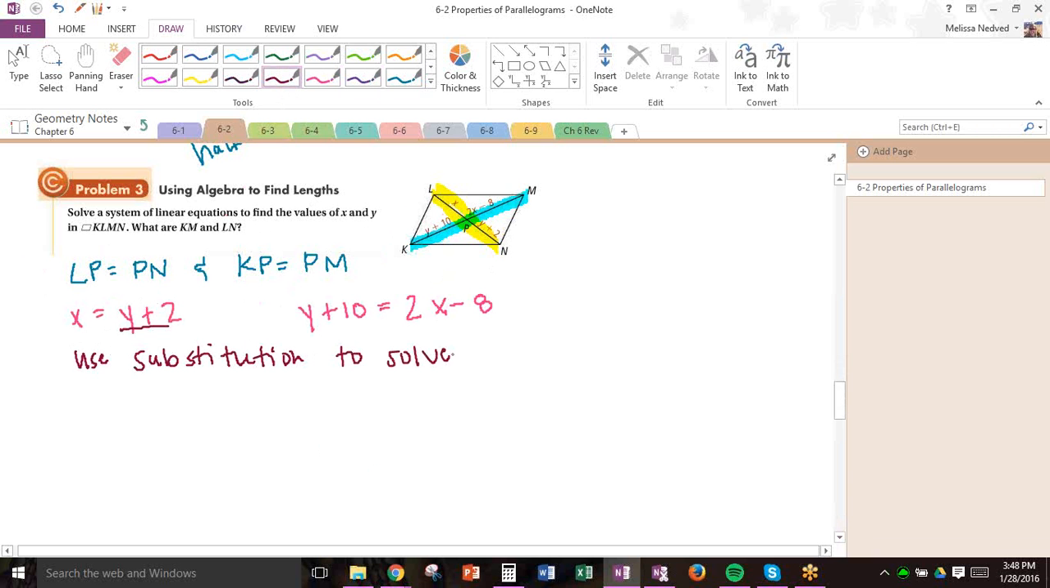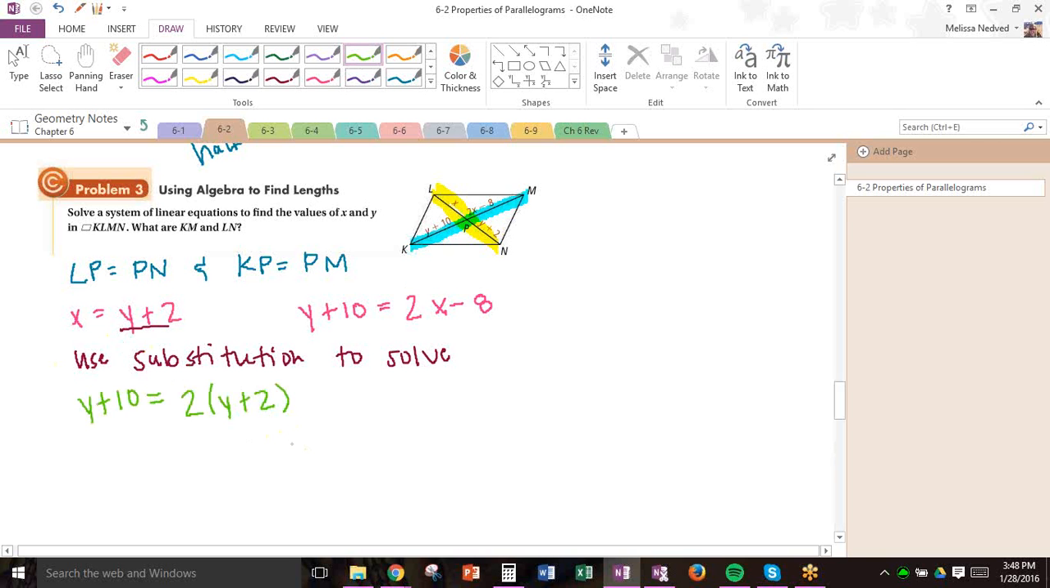Now you are perfectly welcome to solve for y instead of x, or to solve the second equation for a different variable. There are, again, lots of great ways to approach this. I'm just going to try and do what I think will be the most streamlined and fastest approach. So I'm taking my second equation, y plus 10 equals 2, and I'm replacing x with y plus 2 because my first equation says x equals y plus 2. And make sure you use those parentheses.